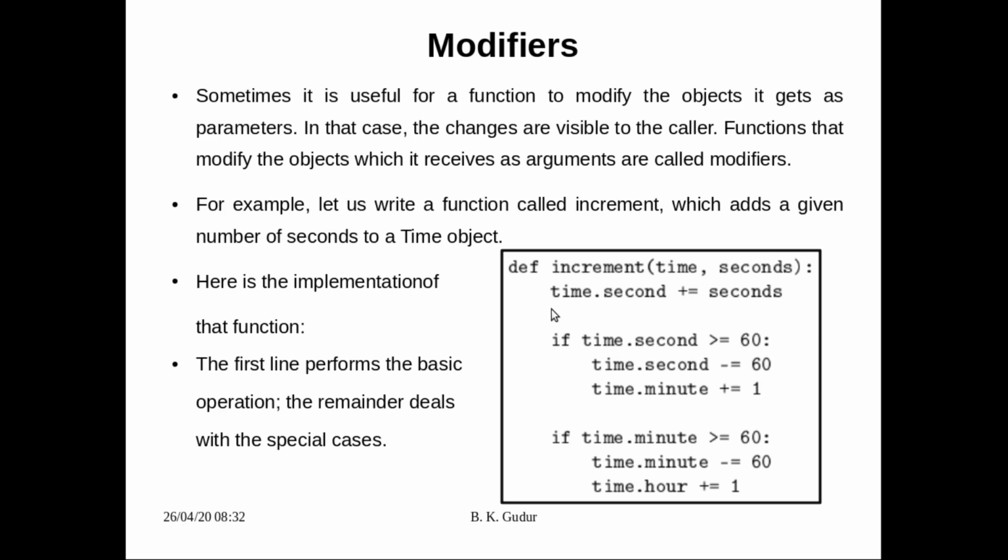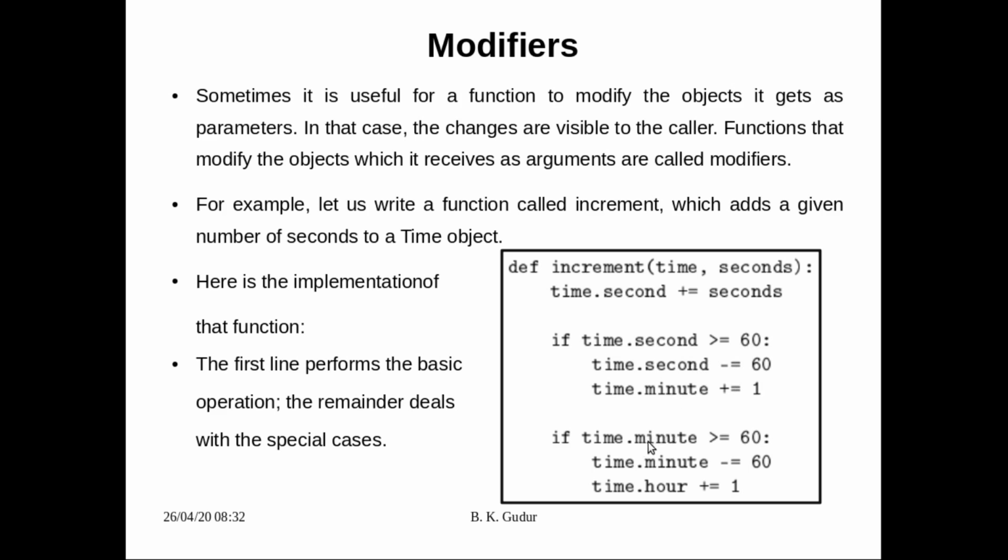Here, time.second += seconds, it's nothing but time.second = time.second + seconds. It will add the number of seconds to this, and once again we'll check this. If time.second is greater than or equal to 60, we'll subtract 60 from that and add 1 to the minute.